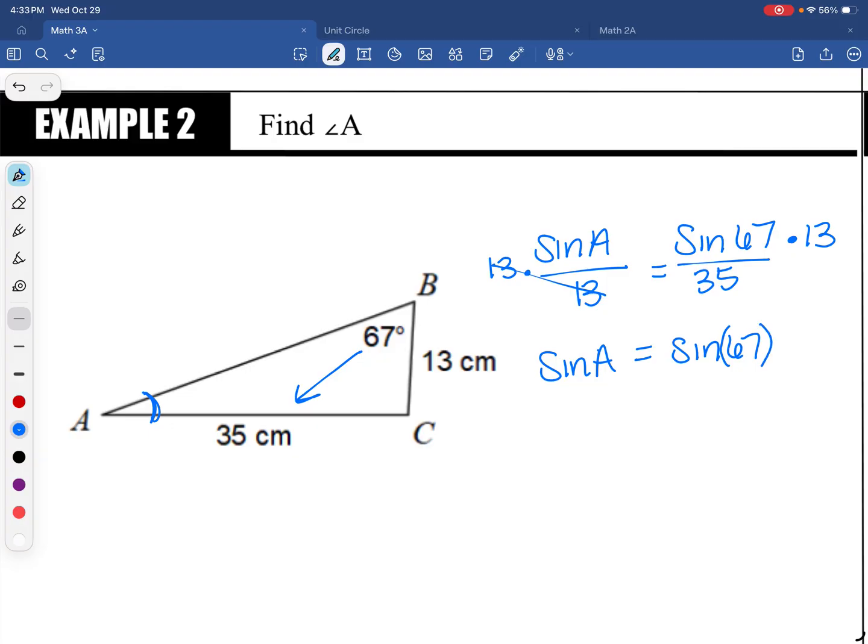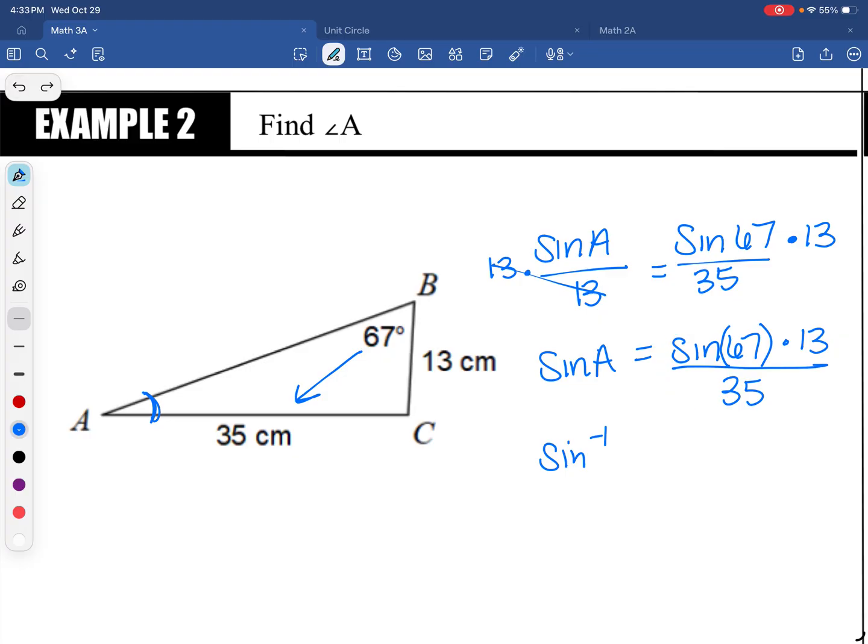So make sure you close that parenthesis. We don't want to do 67 times 13. We want the times 13 to be after the sine function. Okay, so you're going to type that in, and then we're going to find its inverse because that will give us our angle. So you're going to type in sine.